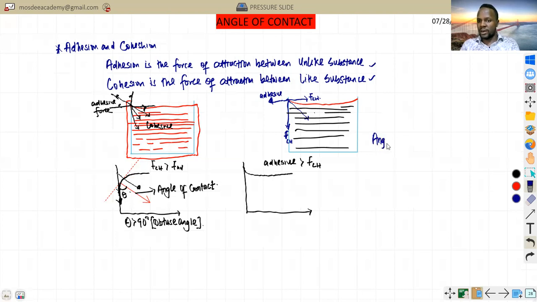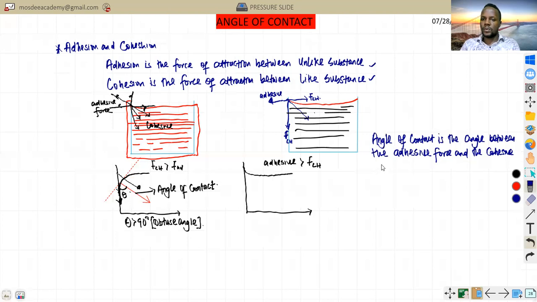A layman or a beginner can define angle of contact, which is also acceptable, as follows. You can write: angle of contact, for a simple definition, is the angle between, this is just a layman definition, the adhesive force and the cohesive force. So we need to understand this also because it's very, very important. So the angle that is made between the adhesive force and cohesive force, that is just for beginners.